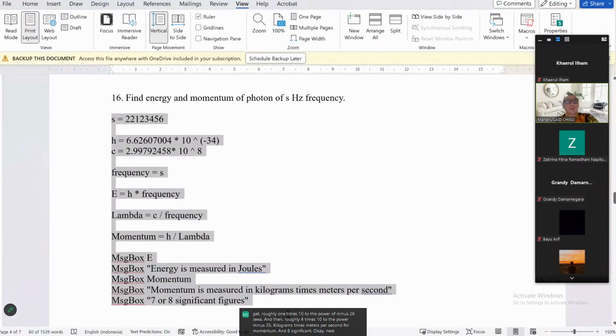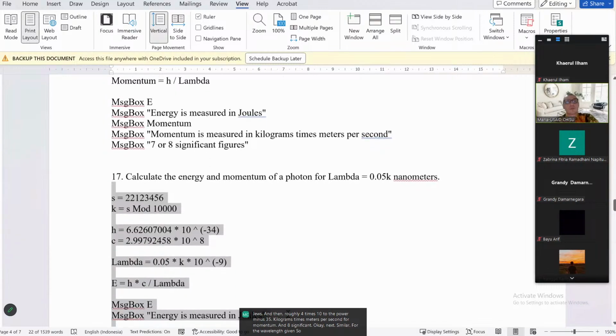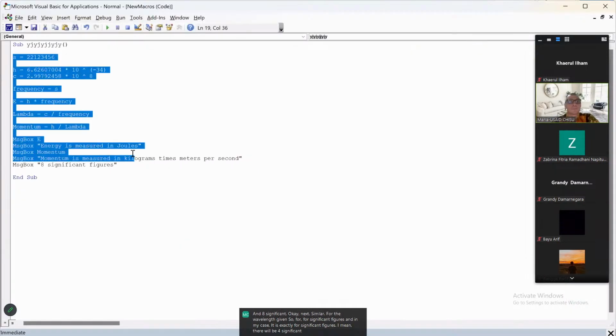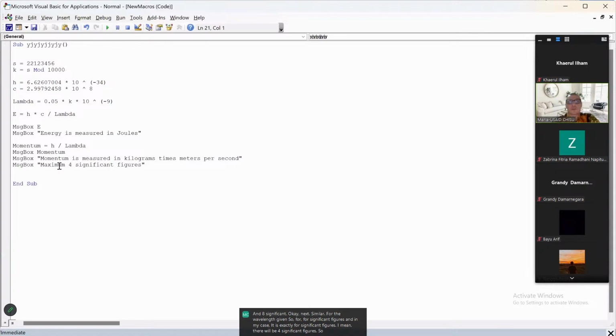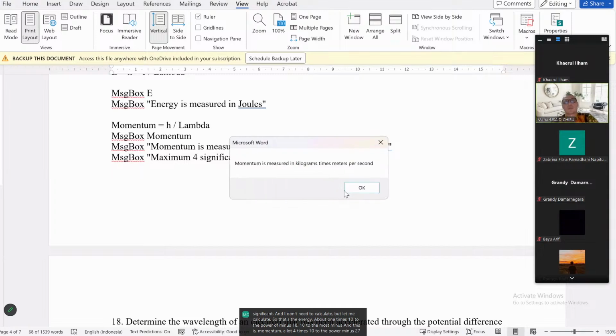Next, similarly for the wavelength given. So maximum 4 significant figures, and in my case, it is exactly 4 significant figures. I don't need to calculate, but let me calculate. So that's the energy, about 1 times 10 to the power of minus 18 joules. And this is momentum, about 4 times 10 to the power of minus 27 kilograms times meters per second, with 4 significant figures.